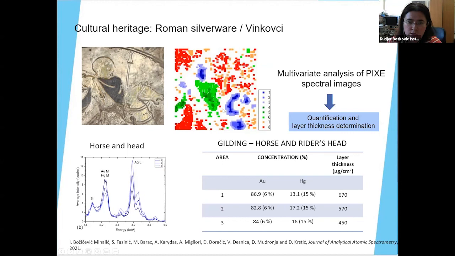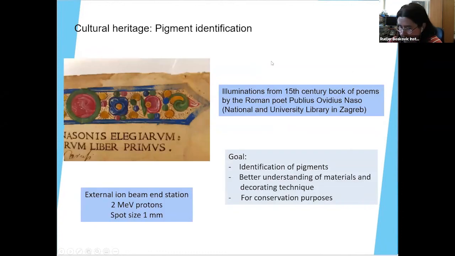But as you go to the surrounding neighboring edge areas, you have a much thinner gold layer. In that case, this is light blue, and the silver lines are much higher because they are not so substantially absorbed. This made it possible to determine the concentration of the gold and mercury in these layers and to find the layer thickness. And then the final example from the cultural heritage is the pigment identification.